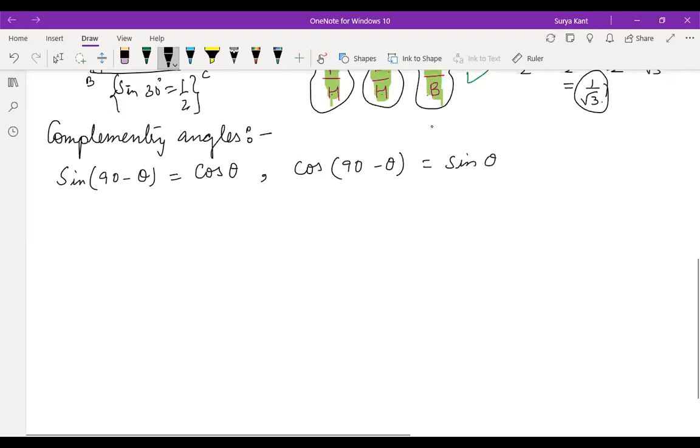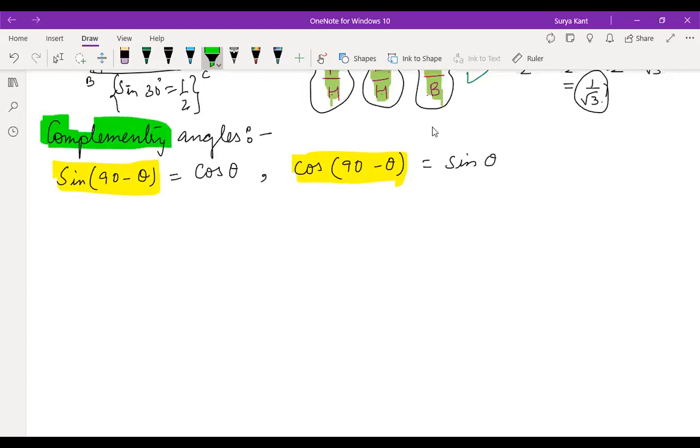So the first part is, if I ask you the complement of sine theta, you should tell cos theta. If I ask the complement of cos, you should tell sin theta. Don't confuse between the reciprocal part, children. The reciprocal of sin theta is cosec theta, but the complement of sin theta is nothing but cos theta. Is it clear? So don't confuse between reciprocal and complementary. Is it clear to everyone?